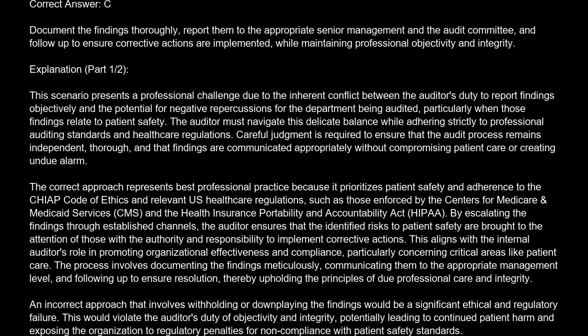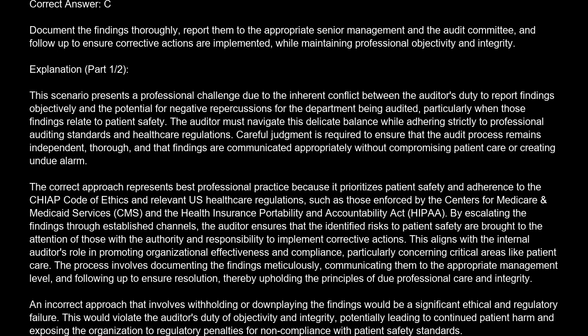Explanation. This scenario presents a professional challenge due to the inherent conflict between the auditor's duty to report findings objectively and the potential for negative repercussions for the department being audited, particularly when those findings relate to patient safety. The auditor must navigate this delicate balance while adhering strictly to professional auditing standards and healthcare regulations. Careful judgment is required to ensure that the audit process remains independent, thorough, and that findings are communicated appropriately without compromising patient care or creating undue alarm.